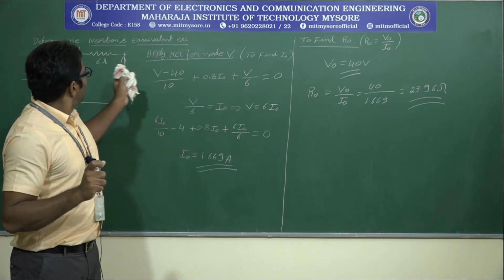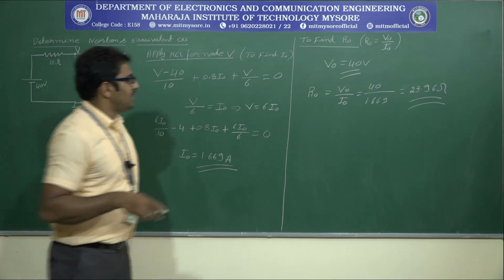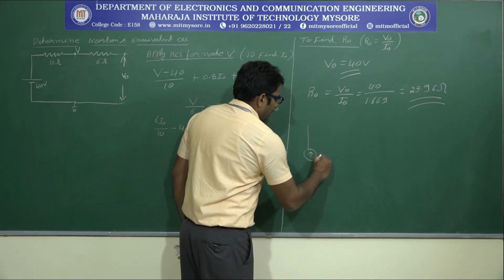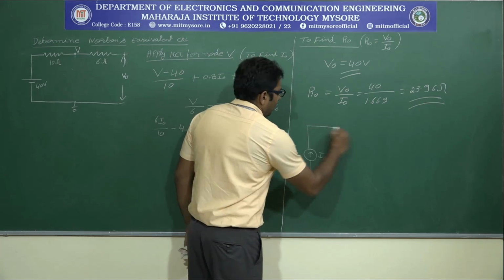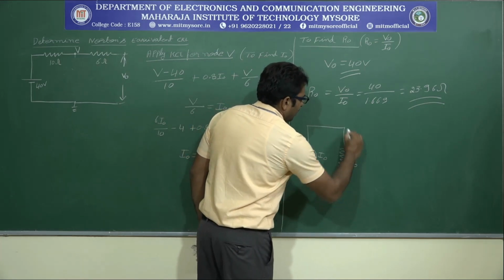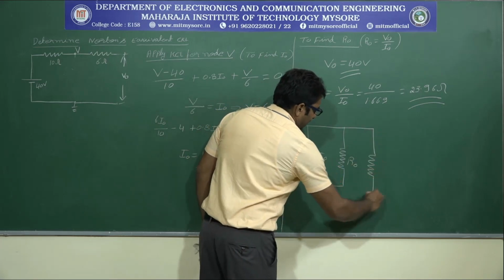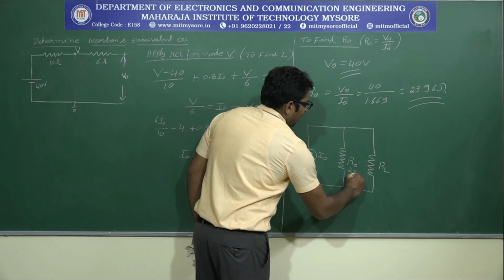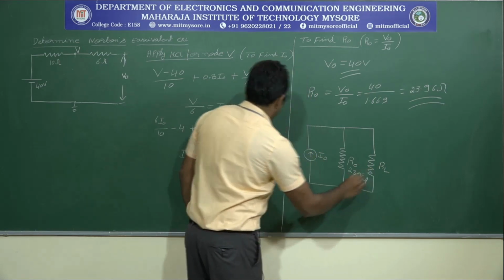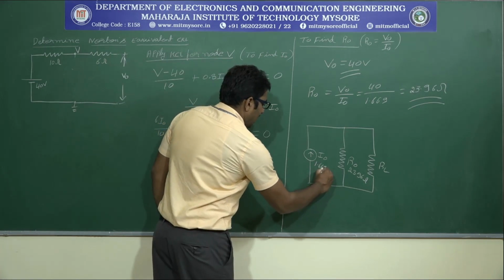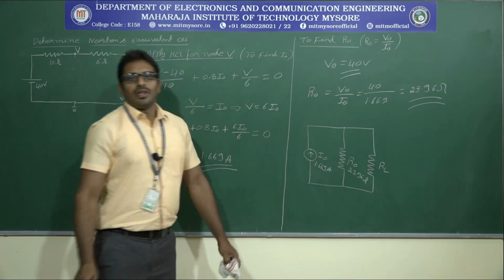Now, in order to write Norton's equivalent circuit, I naught in parallel with R naught connected across the same load RL. What is R naught value? 23.96 ohms. What is I naught value? 1.669 amps. Thank you.